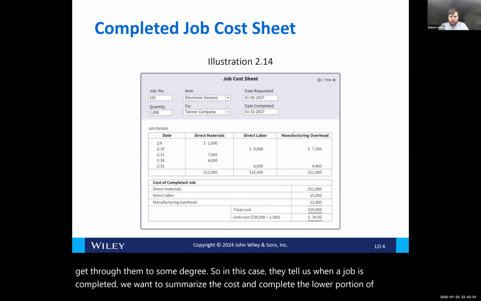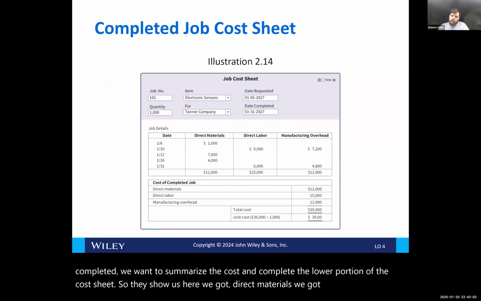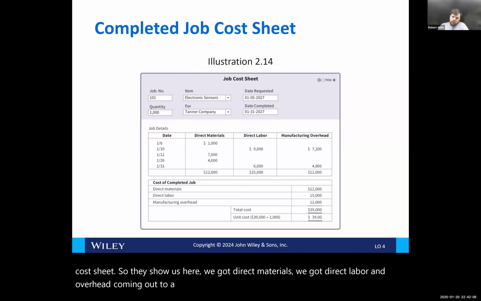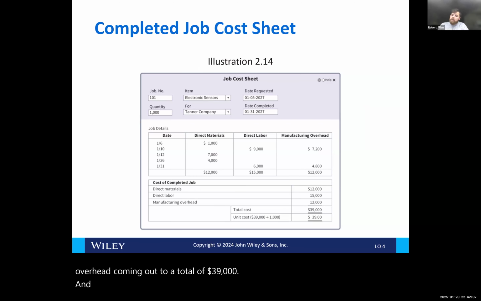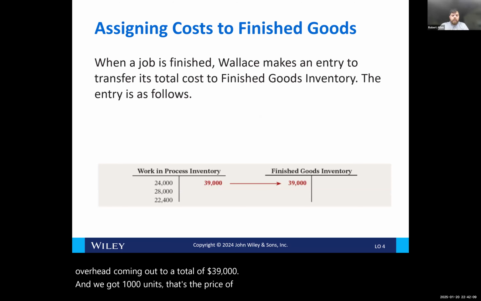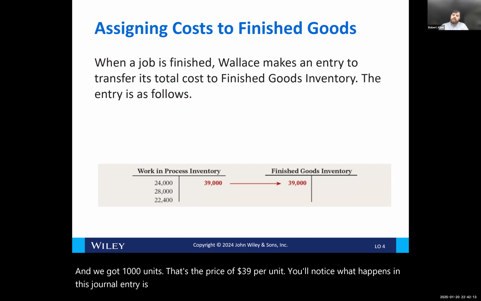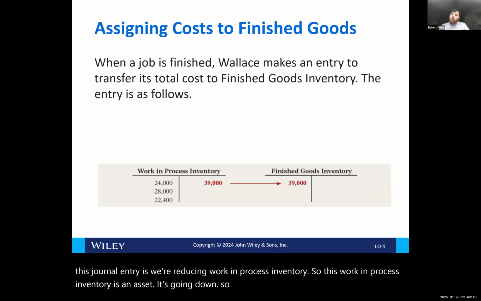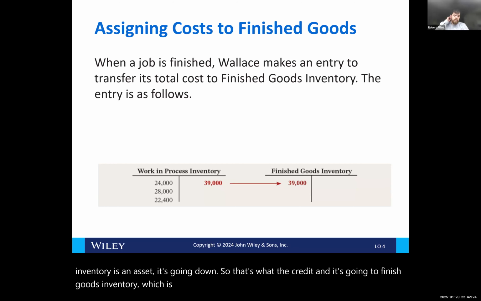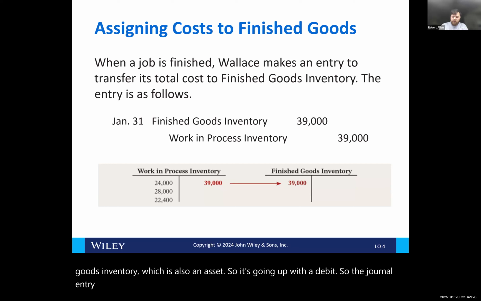So they show us here, we've got direct materials, direct labor and overhead, coming out to a total of $39,000. And we've got 1,000 units. So that's a price of $39 per unit. You'll notice what happens in this journal entry is we're reducing work in process inventory. So this work in process inventory is an asset. It's going down, so that's with the credit, and it's going to finished goods inventory, which is also an asset. So it's going up with a debit. So the journal entry here is a debit to finished goods inventory and a credit to work in process inventory.